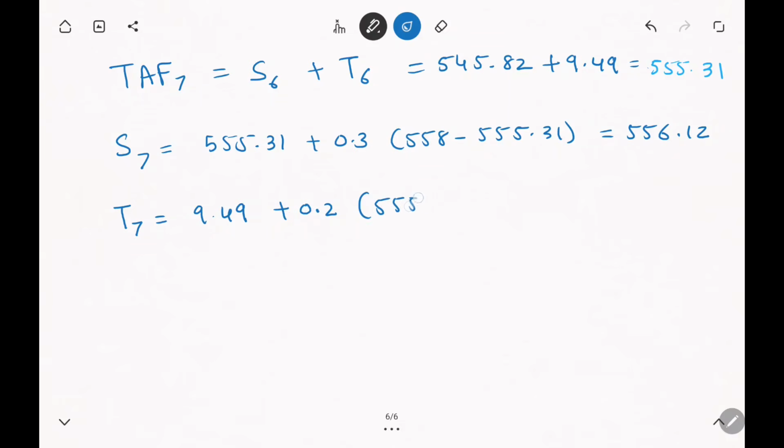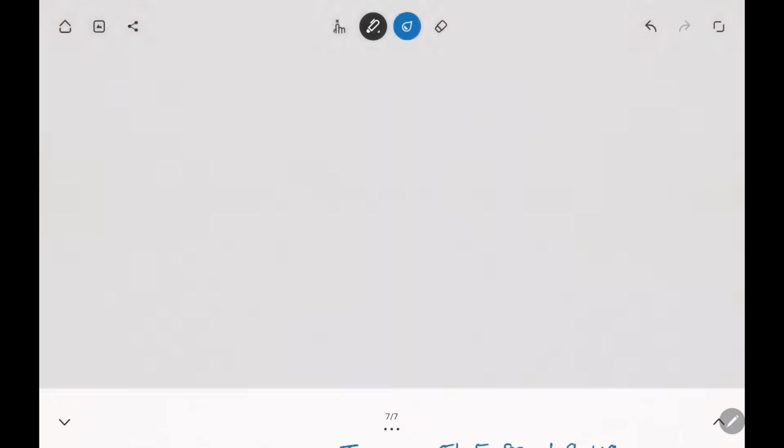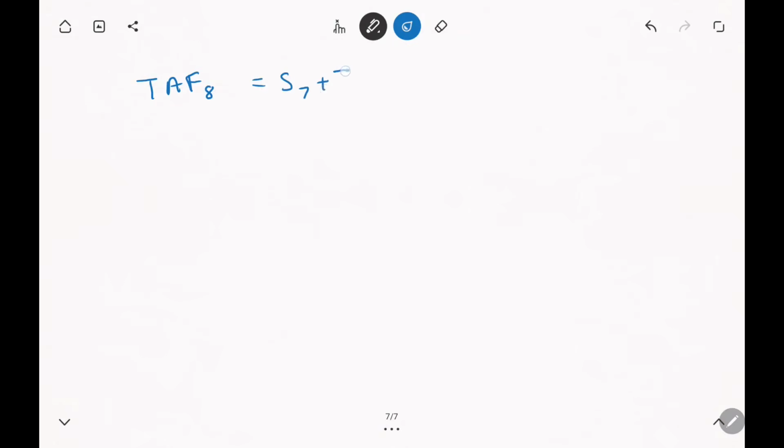So we can say that the trend has moved slightly downwards this time, because although the actual value increased, the increase was not as strong as compared to the earlier periods. So therefore the trend value will still be positive, but it will be decreased from 9.49 to 9.16. Now for time period 8, the trend adjusted forecast is S7 plus T7, again, which is 565.28.